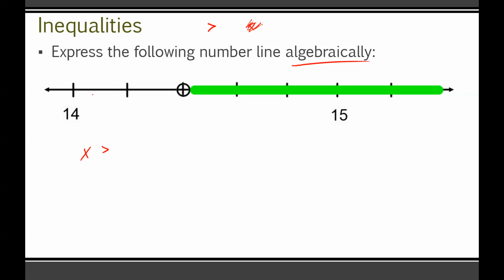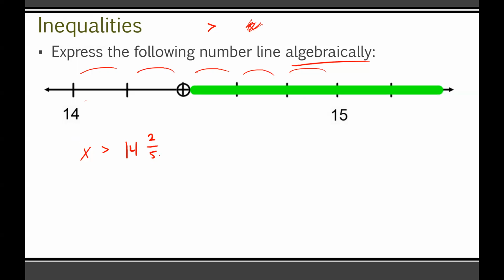What I would do is I would try to partition this off into different portions and figure out how many portions there are between 14 and 15. Notice there is 1, 2, 3, 4, 5 partitions between 14 and 15 on this number line. That means each of these would represent 1/5. So we had 1/5 here and then 2/5 here. So we might as well write this as x must be greater than 14 and 2/5.